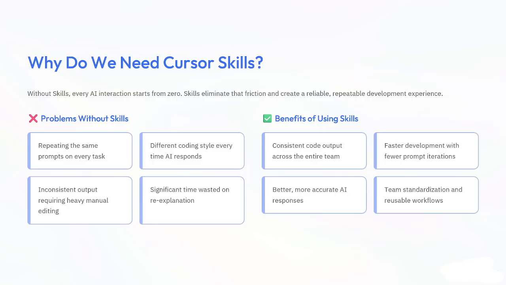Okay, but now let's look at the benefits also. With the Cursor skills, the AI always follows the same coding standards. Development becomes much faster, and responses become more accurate. And if you are working in a team, everyone gets the same consistent code quality. So Cursor skills improve both speed and consistency. This is what I think. So this is all about the problems without skills and the benefits of using skills. Okay, now let's go ahead.